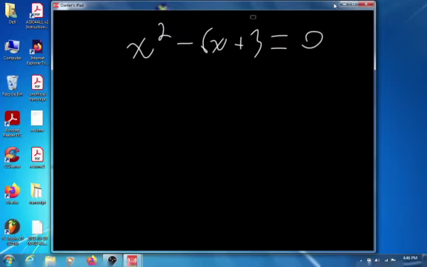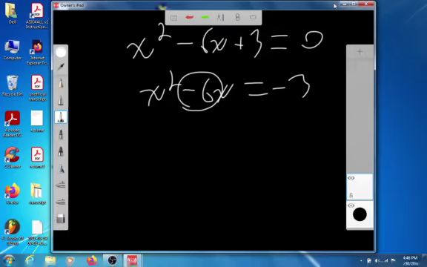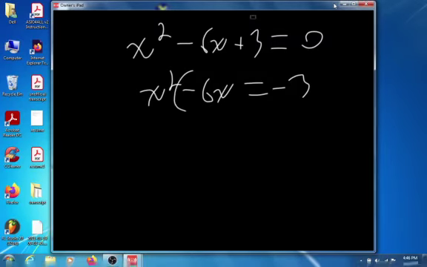Now let's do that. So the first step you want to do is subtract 3 from both sides. So that's going to turn out to be x squared minus 6x is equal to negative 3. Now we're going to take negative 6. Remember to include this negative sign. If the coefficient is negative, you include that negative sign. So we're going to take negative 6 and divide it by 2. So we get negative 3.